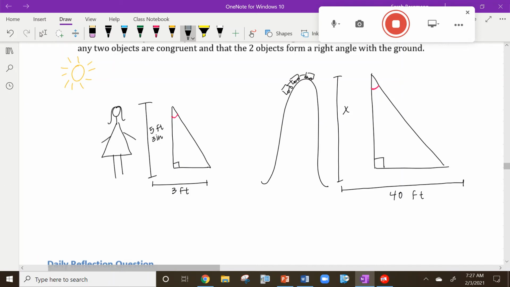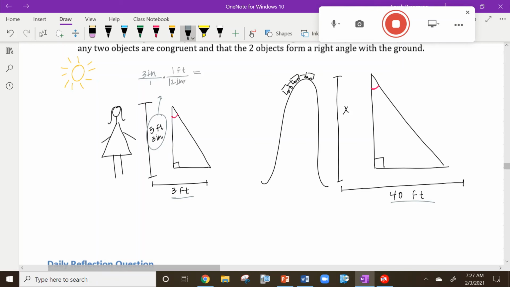Now, before I get this started, I want all my measurements to be in the same units. These are already in feet. So I want to go ahead and change 5 foot 3 inches into just feet. So I already have 5, that's my whole part. Now 3 inches, I need to change that into feet. I can do that by multiplying by a sneaky 1. I know that there are 12 inches in every 1 foot.